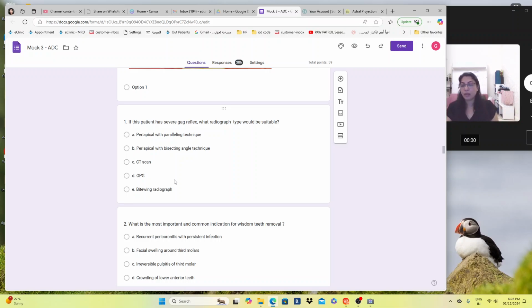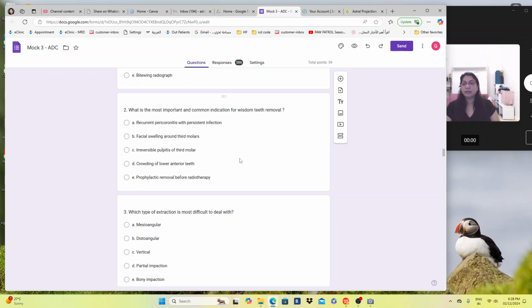Differentiate. What is the most important? Most important. Most is the keyword. If you have seen my videos, you understand why I'm hitting on the word most. Because when most comes, it means all the options given would be important, but I have to choose the most important. And common indication, not a rare indication. The word common is the most important keyword out here for wisdom tooth removal.